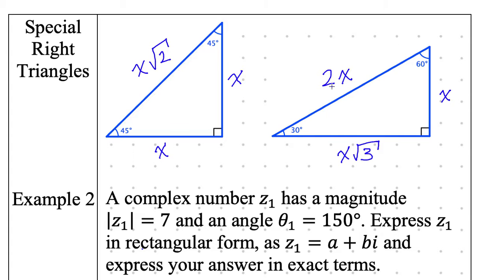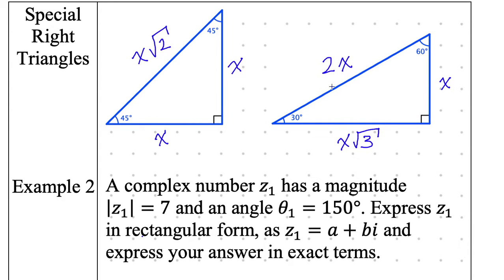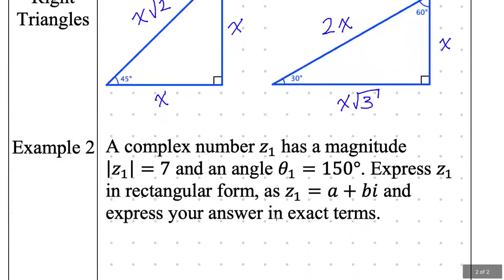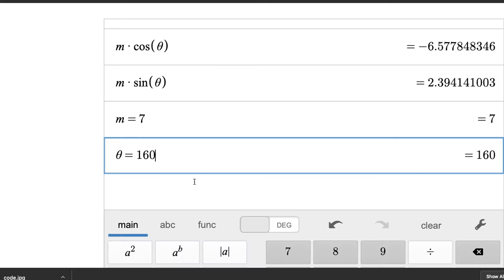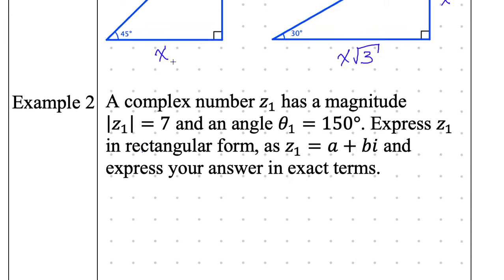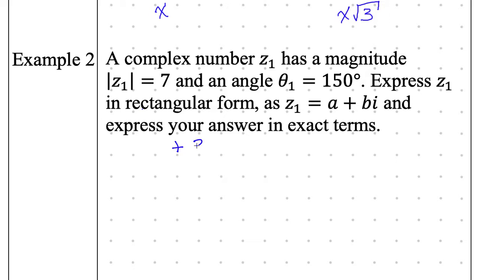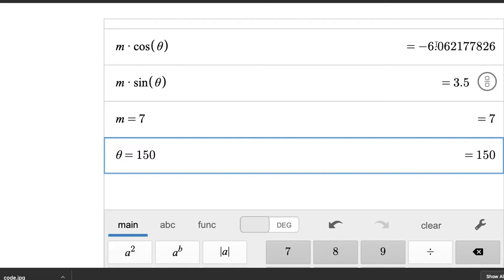And our final example, the hard one, it's the same problem. Notice it's a copy-paste, but I just changed the last line. It was 7 and 150, 7 and 150. This one has the added hardness of saying that it is in exact terms. Well, cool thing for you guys is that if I change this to 150, 3.5, that is exact. So it is going to be plus 3.5i. So we're going to go something plus 3.5i. The difficult part is getting this negative 6.06 into an exact form.